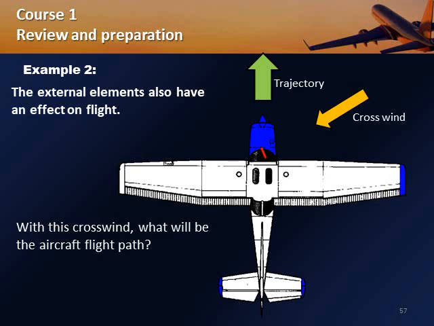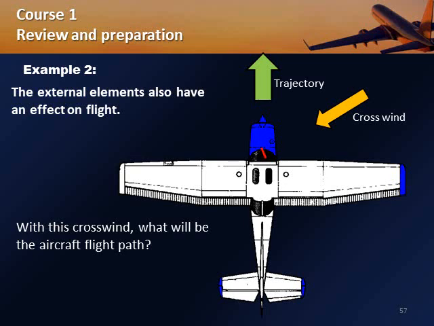Example 2. The external elements also have an influence on the flight. Of course, if you have a crosswind, like this here, your trajectory, you're going forward. This little red line indicates a little yarn we put on the windshield, and that gives you an indication of the wind. So crosswind goes like this.